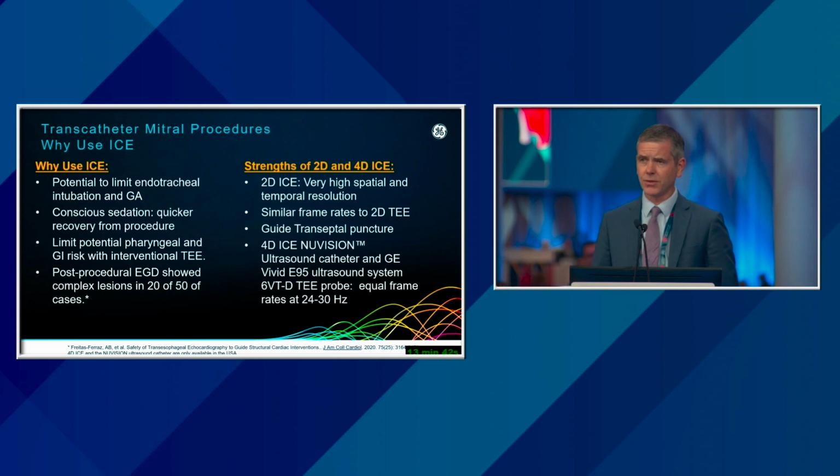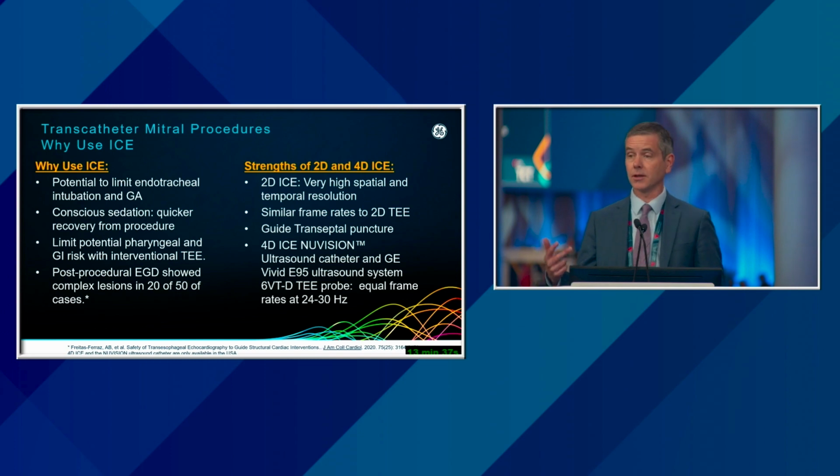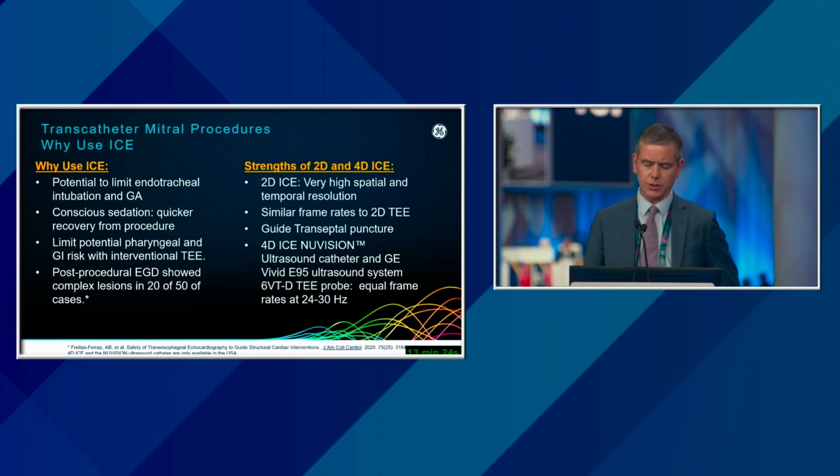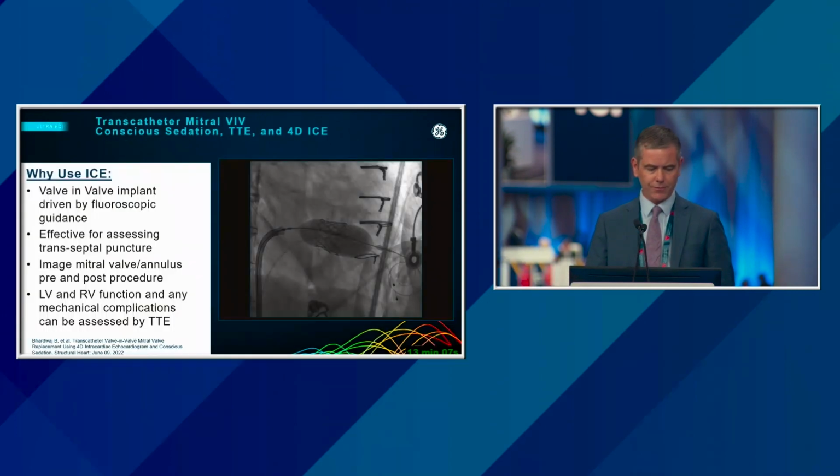The strength of both 2D and 4D ICE is that they have very high spatial and temporal resolution. There are similar frame rates with 2D TEE. You can use 2D ICE to guide your transseptal puncture. And with the integration of the new ICE systems, really with the new Vision catheter, and our use of the GE Vivid ultrasound system, that probe by GE as well as the new Vision ICE catheter have really equal frame rates both for color and for 4D imaging.